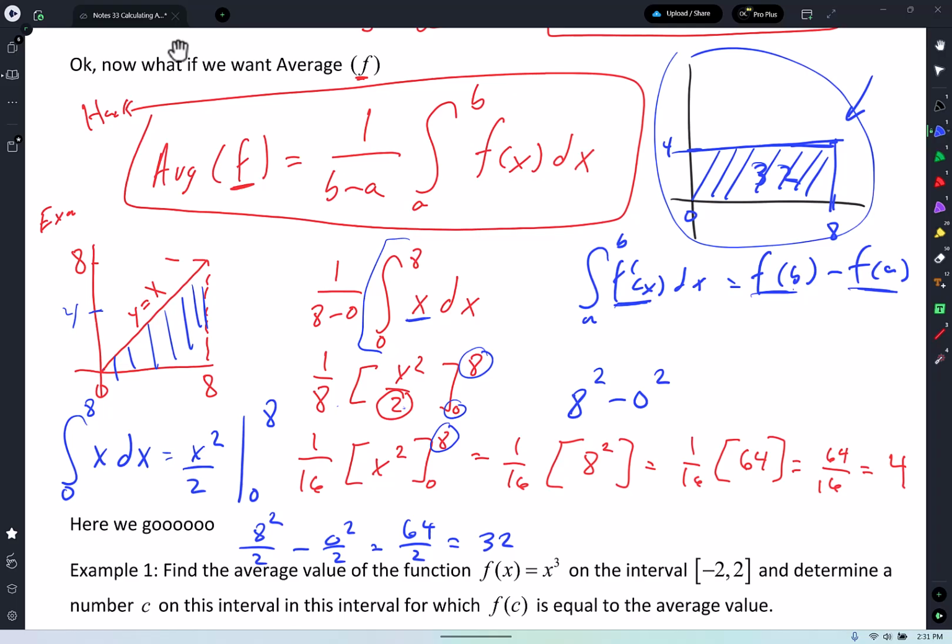Notice this rectangle has an average value of 4. Between 0 and 8, this line here has an average value of 4. How do you find the average value? Notice that 32, that's just area under the curve. How do you find the average value? Area under the curve divided by your interval. 1 over 8 minus 0, integral of your f of x.